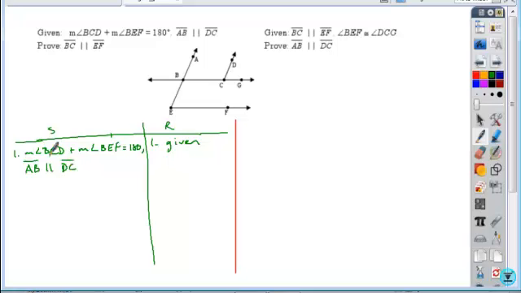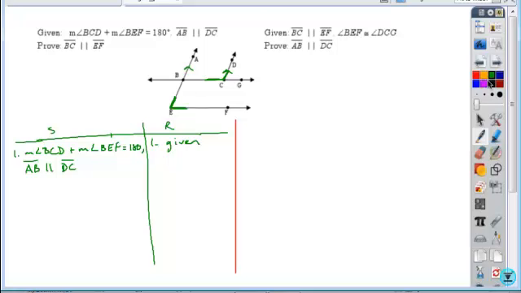Right? When you have given information, again, I would label what you have. Okay, so we know that AB and CD are parallel to each other. You know the angles BCD and BEF. Okay, so here's BCD, and here's BEF. Okay, so those are supplementary.